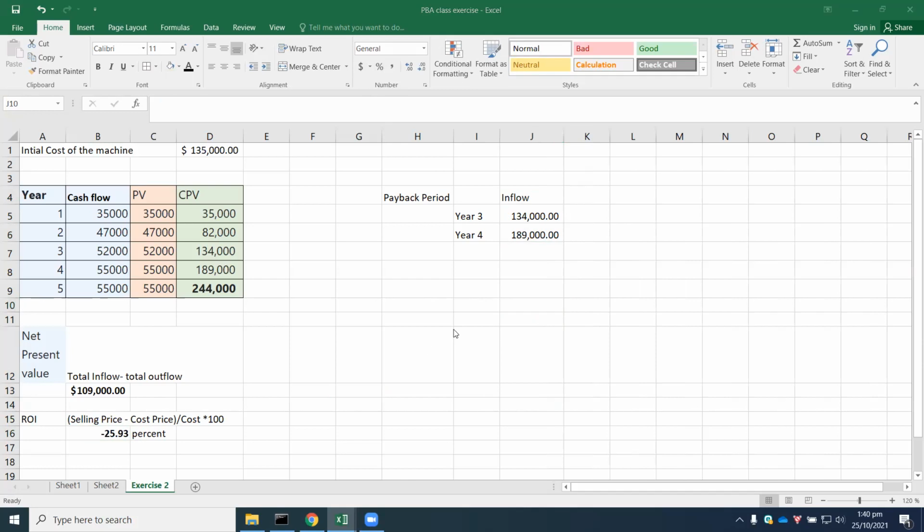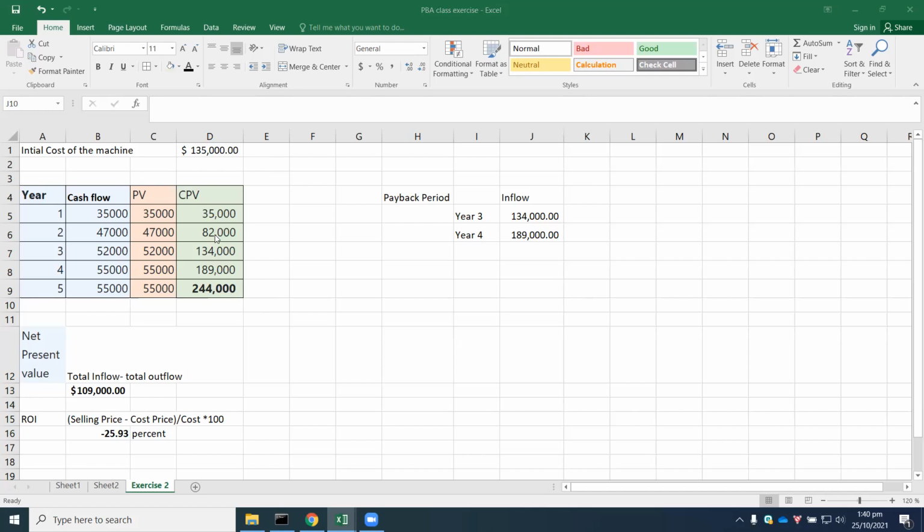All right, moving on, your year 3 and year 4 values. Let's have a look at them. Your year 3 cumulative present value is $134,000. Now we're trying to look at the payback period. In this case, your total initial cost of the machine is $135,000. You do not have any extra cost added for the next 5 years. So this would be the cost threshold that you're looking at.